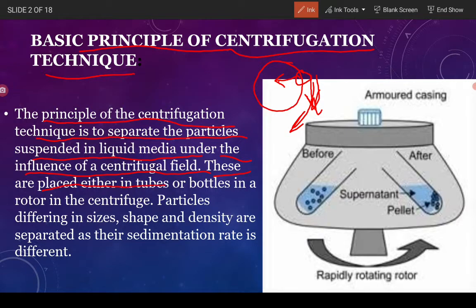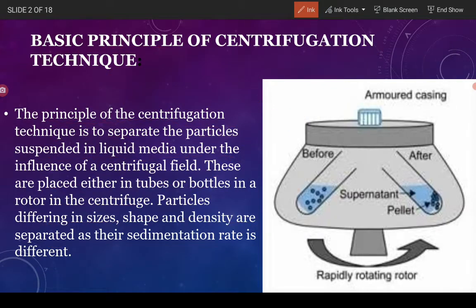These are placed in either tubes or bottles in a rotor in the centrifuge. Particles differing in size, shape, and density are separated as the sedimentation rate is different. As you can see, the particles and medium are placed in tube-like structures or bottles in the centrifugation machine, and then they are rotated at high speed in a circular path. When that happens, depending on the size of the particle, like small size, medium size and large size particles, and their differences in sedimentation rate, particles are separated.